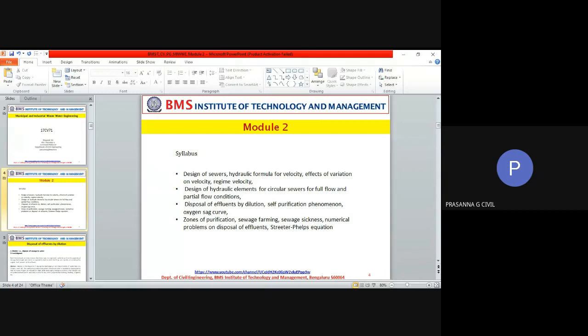So in this module 2, we will be looking at design of sewers, how we are deciding the size of a particular pipe based on factors that we consider in terms of quantity or discharge that we are calculating based on whatever we have understood previously.